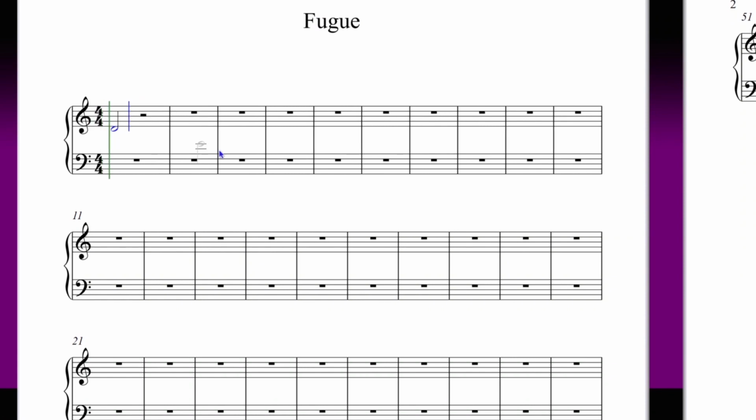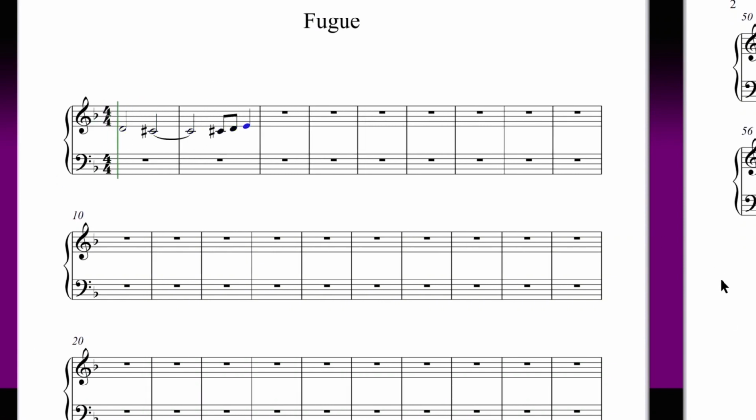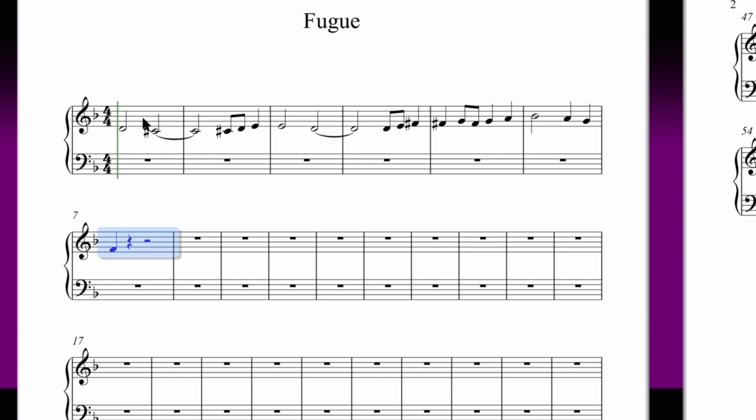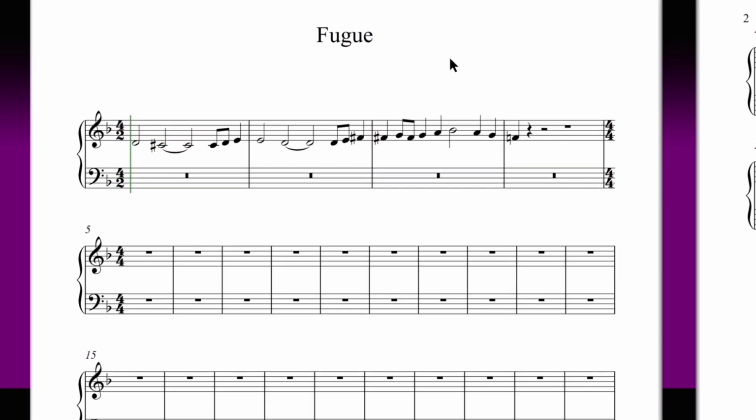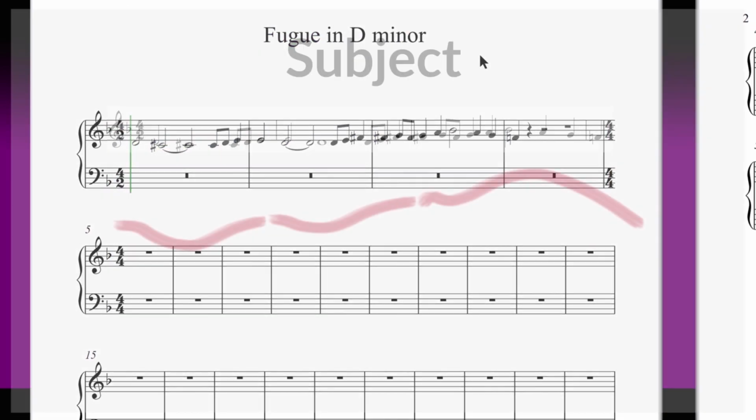So, rather than just talking about it, let's write the fugue together to see these musical devices come into play. So let's start by writing a subject. The subject is usually not long, just a couple of bars. And for our fugue, we're going to use the key of D minor, and it sounds like this.